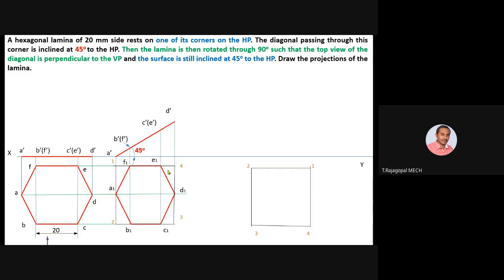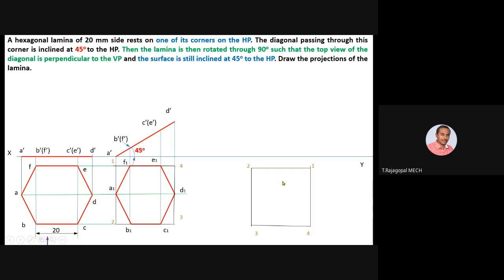Now the 1 and 2 side is perpendicular to XY. It is rotated through 90 degrees, hence it becomes parallel to XY. Now you know what we shall do in the next procedure. In between 1 to 2 I am having A1. In between 3 to 4 I am having D1. So A1 D1 is the diagonal. Now the diagonal has become perpendicular to the XY reference line.